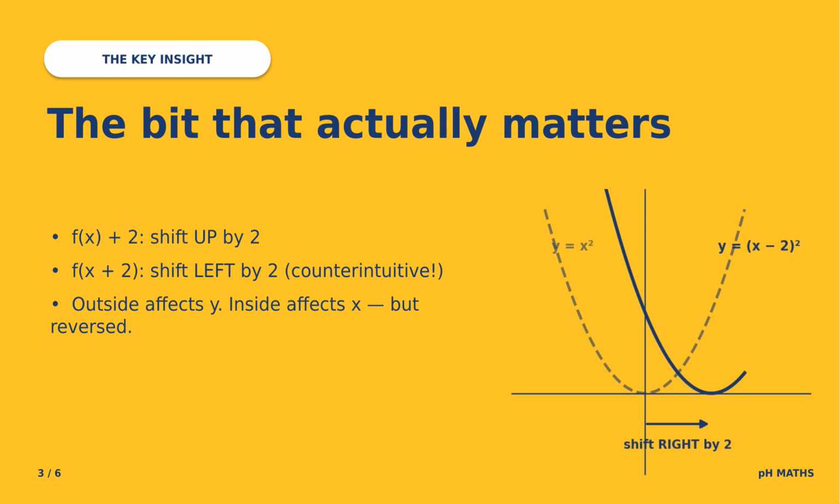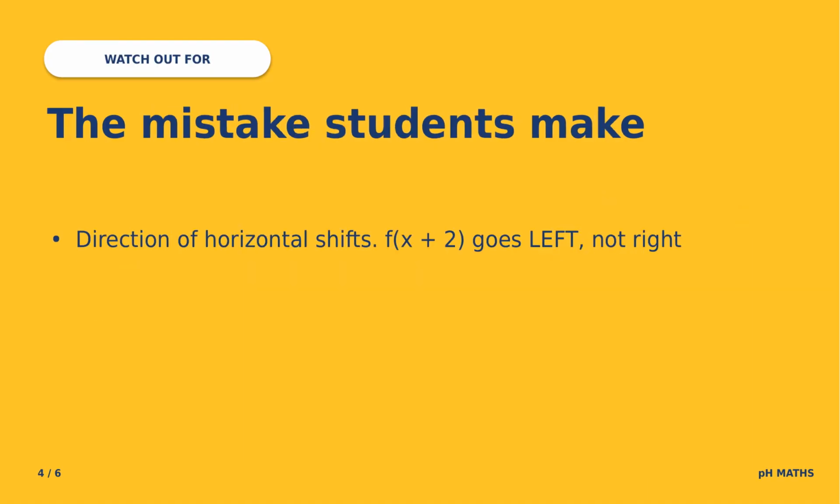Key insight: f(x) + 2 means shift up by 2. f(x + 2), with the plus 2 inside the bracket, means shift left by 2. Counterintuitive but true. The reason: to get the same output value, your input needs to be 2 smaller, so the whole graph slides left. Outside affects y, inside affects x, but backwards.